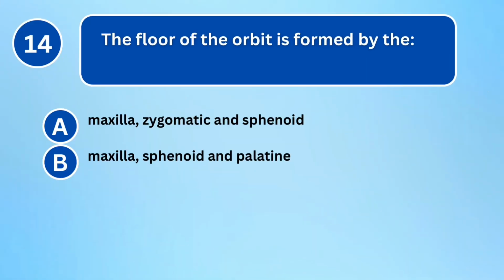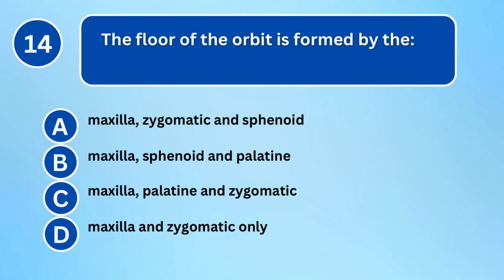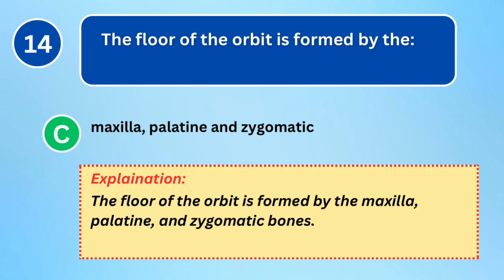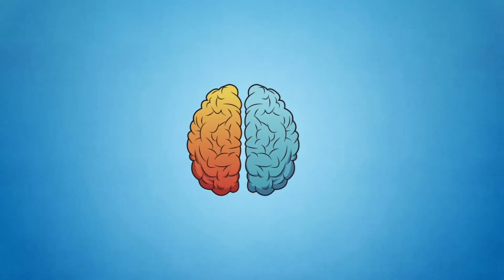The floor of the orbit is formed by the: A. Maxilla, zygomatic and sphenoid, B. Maxilla, sphenoid and palatine, C. Maxilla, palatine and zygomatic, D. Maxilla and zygomatic only. Correct answer is C. Maxilla, palatine and zygomatic.